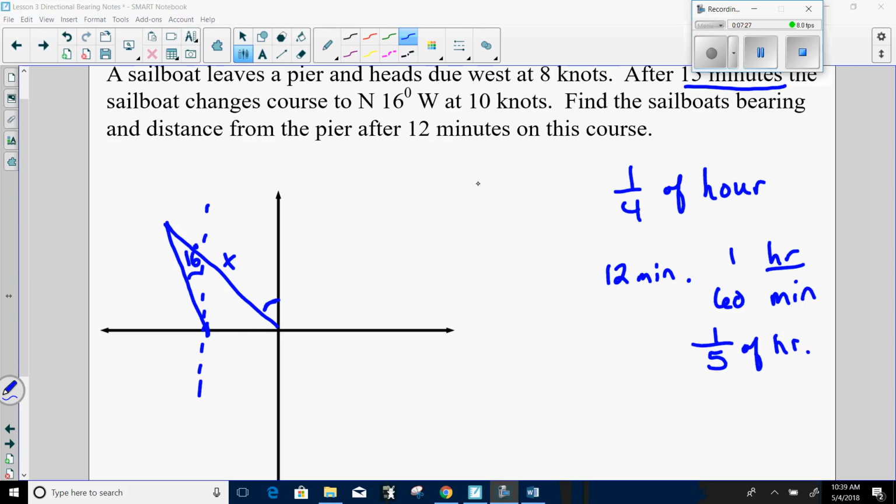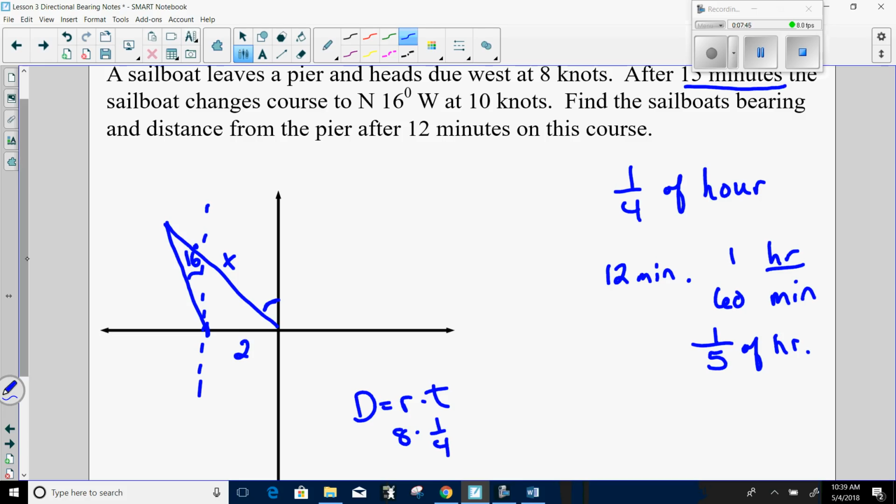So we traveled at 8 knots for 1/4 of an hour. Distance equals rate times time. Our rate was 8 knots. We traveled at 1/4 of an hour. So 8 times 1/4 would be 2. So the distance from here to here is 2.